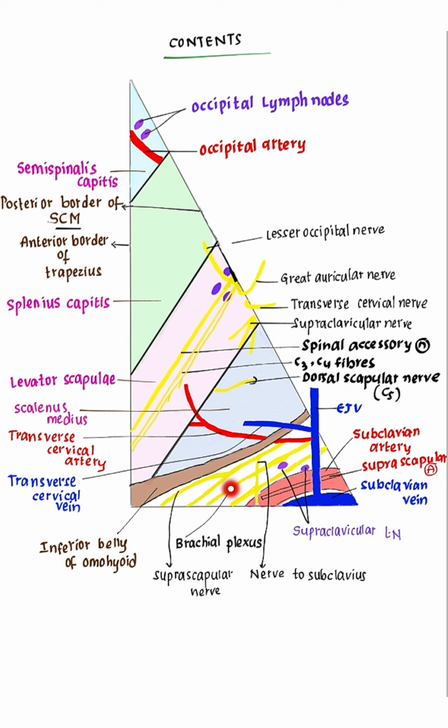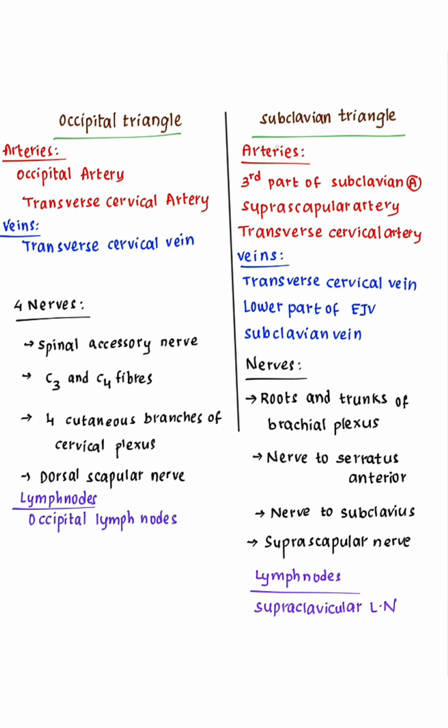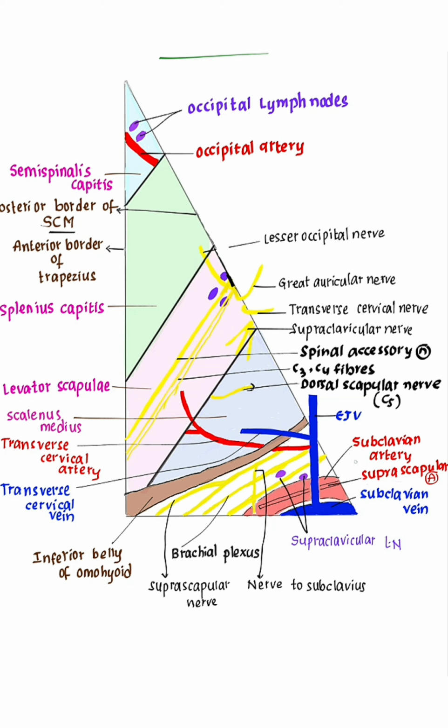Now let's see the contents in the subclavian triangle. Contents in subclavian triangle: arteries, veins, nerves, lymph nodes. Arteries: third part of subclavian artery, suprascapular artery, transverse cervical artery. Veins: transverse cervical vein, lower part of external jugular vein, subclavian vein.